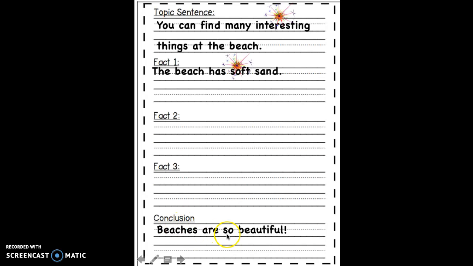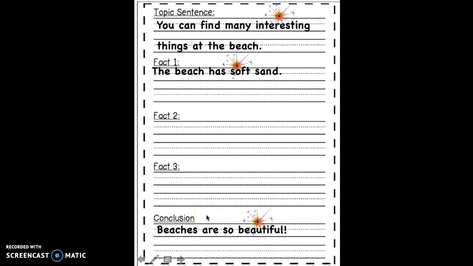Beaches are so beautiful. Did you like that I added a sparkle word? Beautiful? Beaches are so beautiful. That's very interesting. I love using descriptive words. Now you're going to go ahead, make sure you have a topic sentence, your 3 facts, and your conclusion.